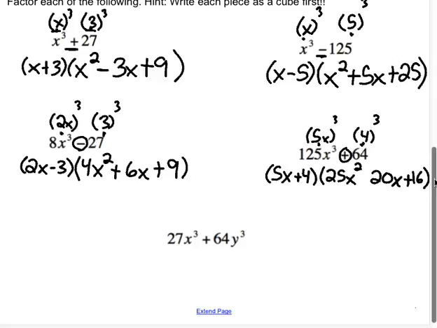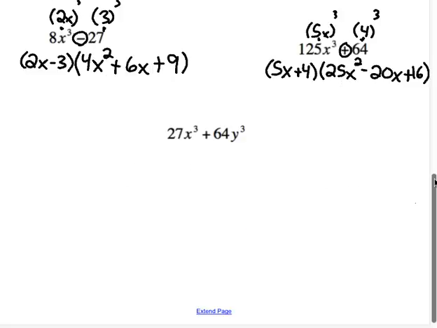The last piece is always positive. The middle is always the opposite of whatever the linear piece was. And finally, this one, we have 3x cubed and 4y cubed. So again, always write them as the cube that formed them. And then we're going to break it down.